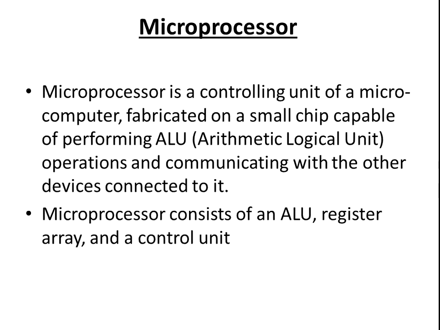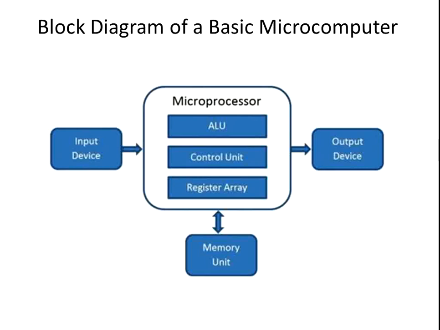A microprocessor consists of an ALU, a register array, and a control unit. In this block diagram, we can see a microprocessor having an ALU, control unit, and register array. The ALU performs all the arithmetic and logic operations on the data received from the memory or an input device. The register array consists of registers identified by letters like B, C, D, E, H, L and the accumulator. Then the control unit controls the flow of data and instructions within the computer.